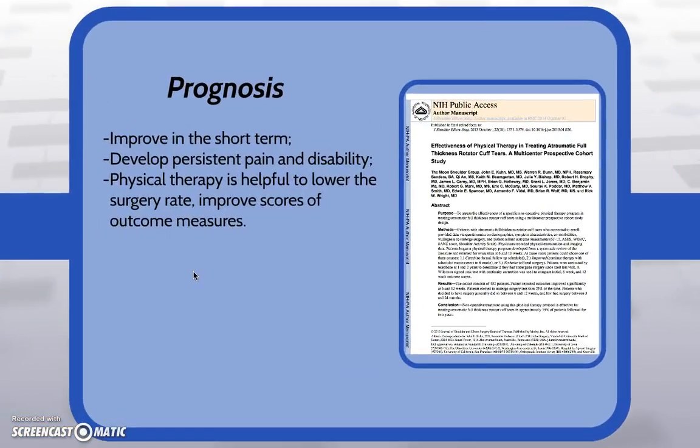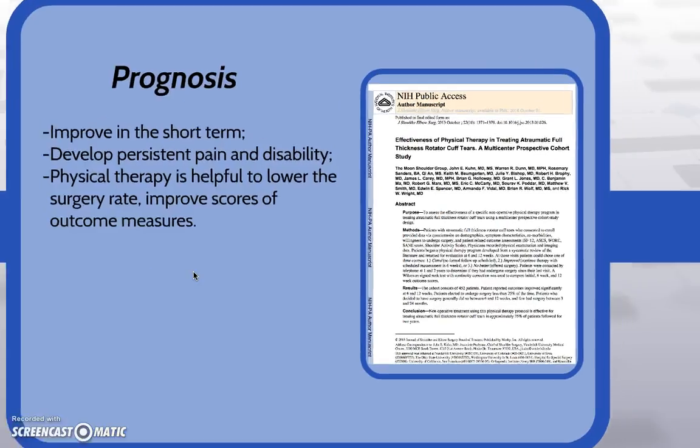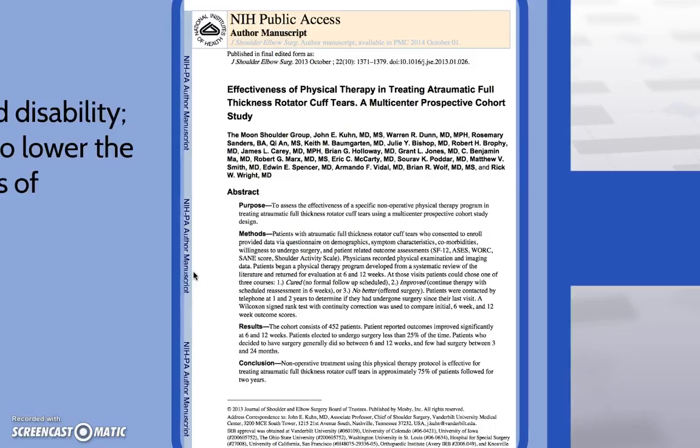Prognosis. A proportion of patients will improve in the short term, but a significant number will go on to develop persistent pain and disability. A cohort study done by the MOON Shoulder Group in the Journal of Shoulder and Elbow Surgery consisted of 452 patients with atraumatic full-thickness rotator cuff tears and demonstrated that physical therapy is effective in approximately 75% of patients followed for 2 years. Patients receiving physical therapy treatment showed significant improvements in range of motion, especially forward elevation and abduction, and improvement in validated outcome measures as well.